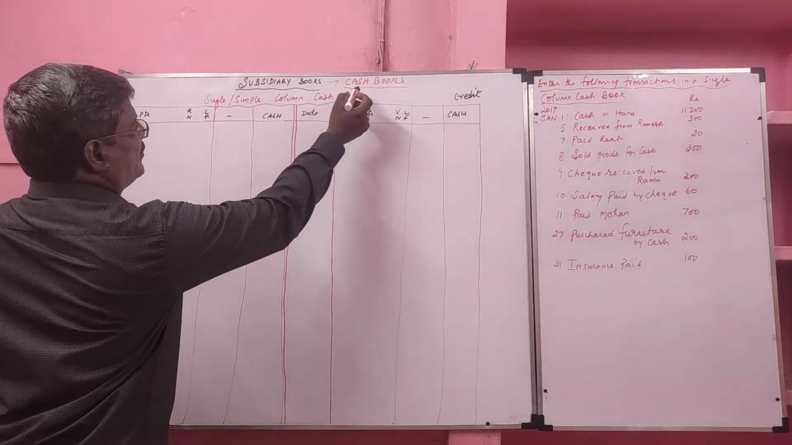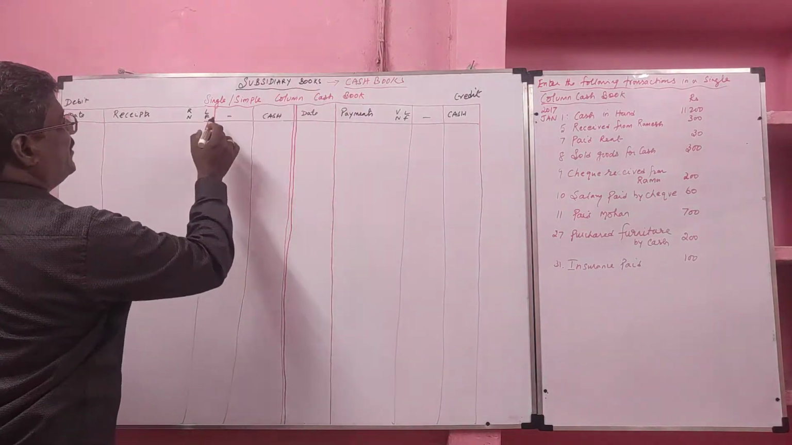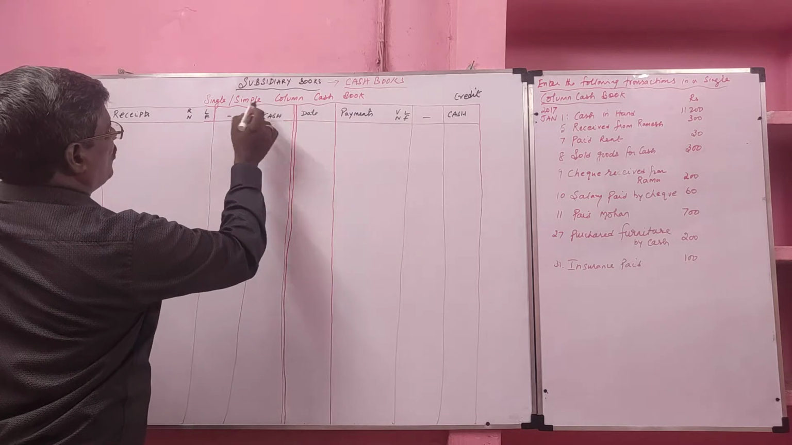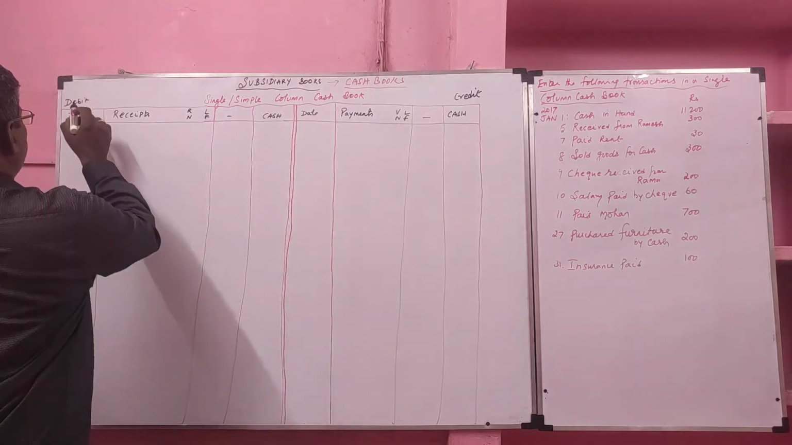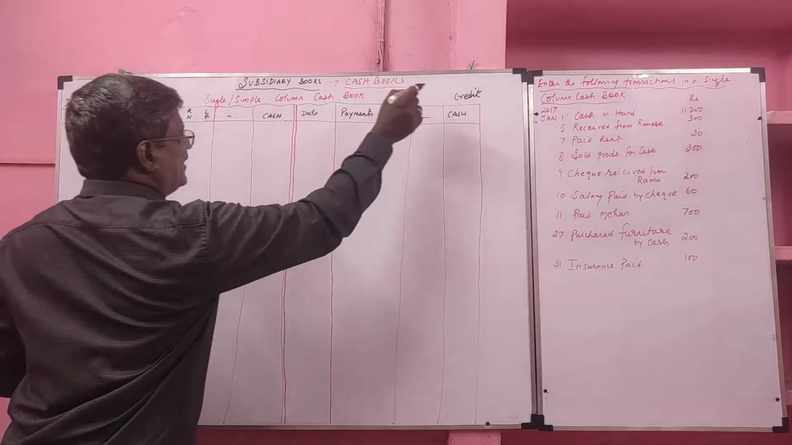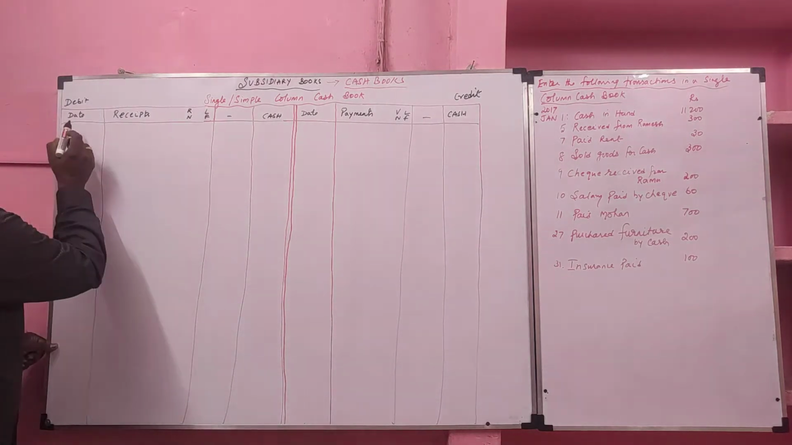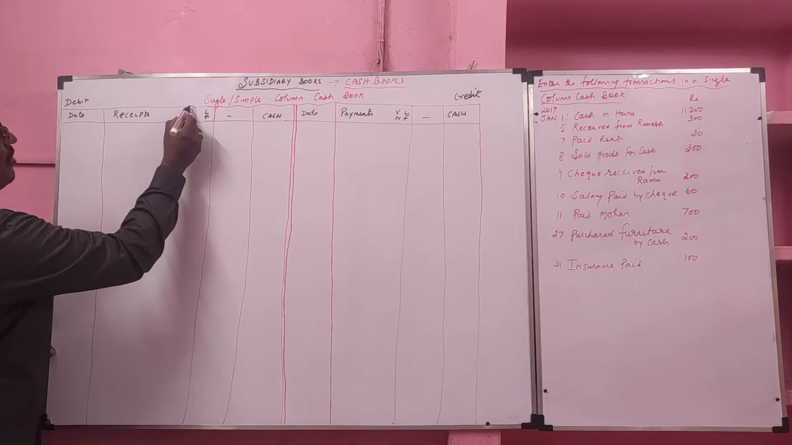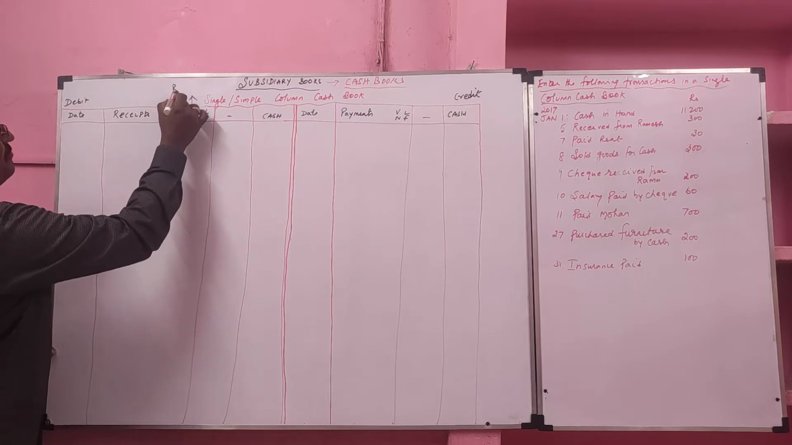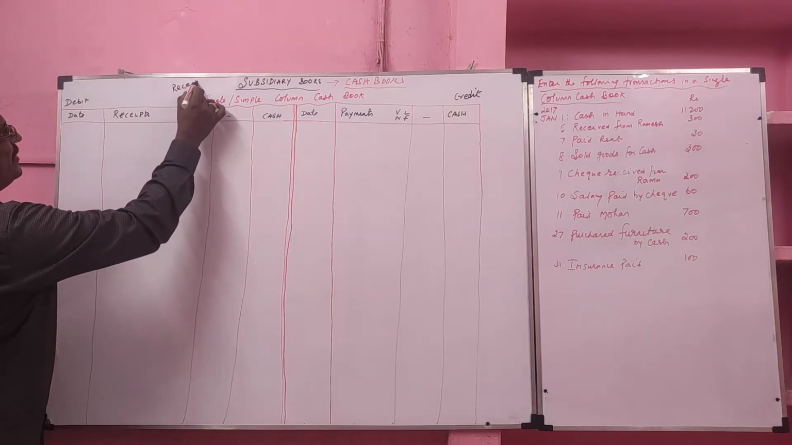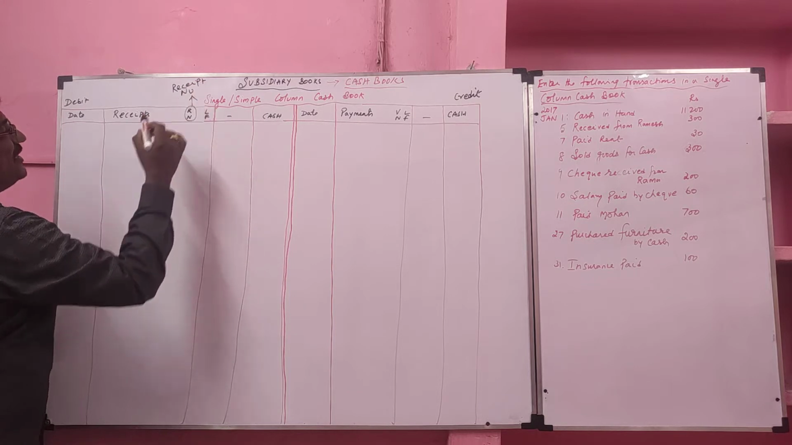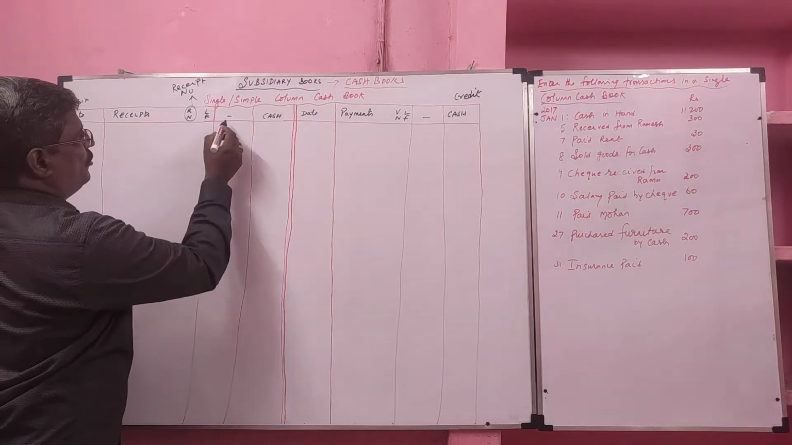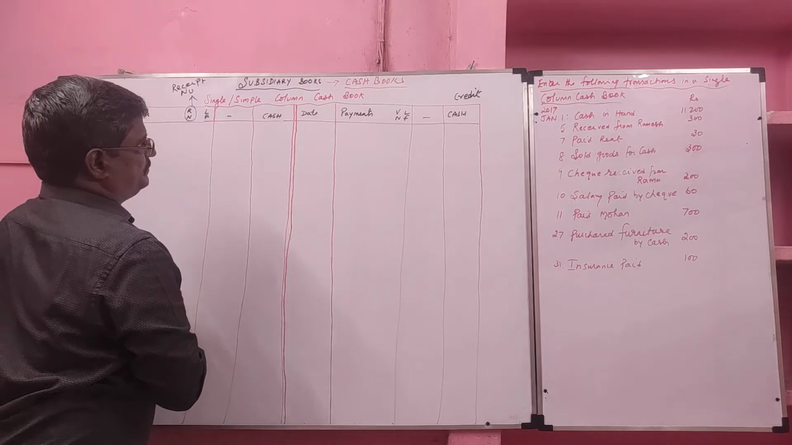In subsidiary books we are learning cash book, and in cash book we are learning the single or simple one. We can call it single column cash book or simple cash book, which has two sides, debit side and credit side. Date, receipts, RN. What is RN? RN means receipt number. When we receive money, we get a receipt, and that receipt we have to record here. Then ledger folio, then cash.